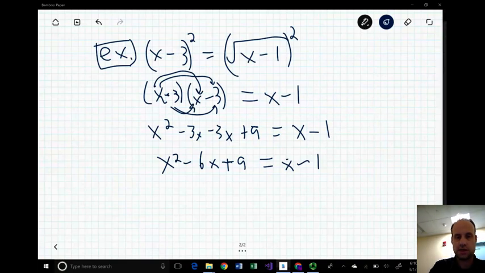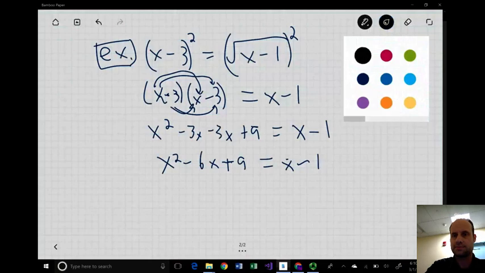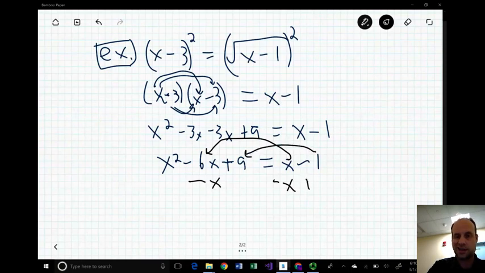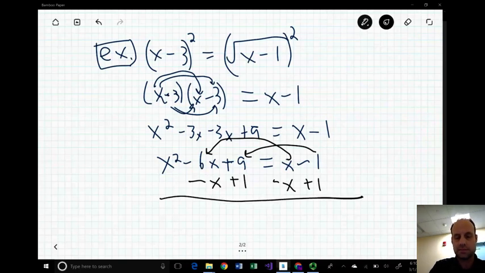I'm going to take this x and move it on over there, so I'll subtract x on both sides. And I'm going to take this negative 1 and move it on over there, so I'm going to add 1 on both sides. Okay, no problem. So that's gone. That's a big fat 0.